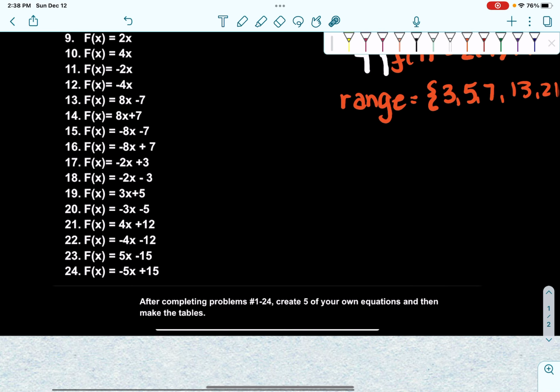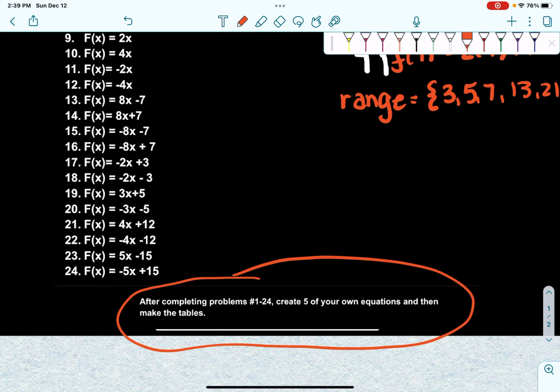You have 24 of them. Once you get done though, there is this piece at the bottom that says, after completing problems 1 through 24, create 5 of your own equations and then make the tables. So you're going to make 5 of your own equations like these and make your own table.